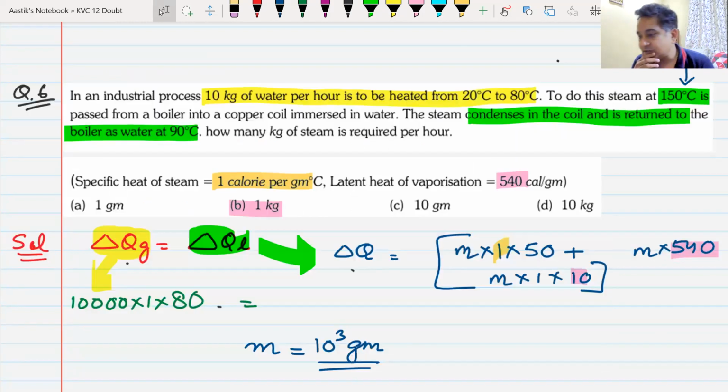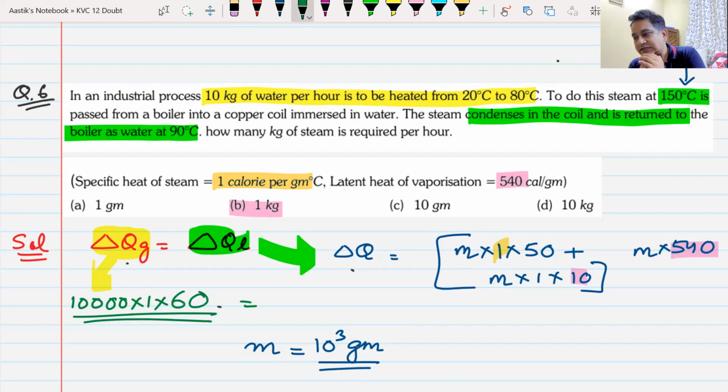Yes, here's the previous question. 80 or 60? Yes, it is 60. Change in temperature is from 20 to 80, so it should be 60. That is correct. Sorry. 10,000 into 1 into 60. That is correct. Okay, sir. Thank you. Shall we move ahead?